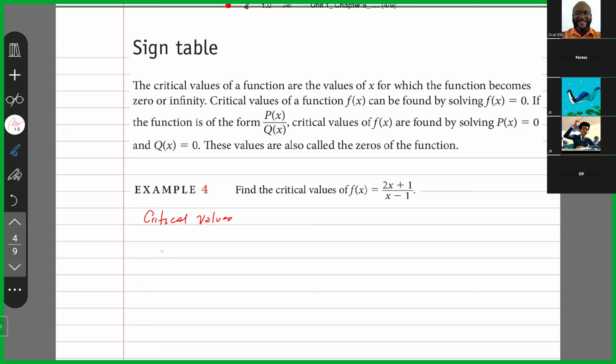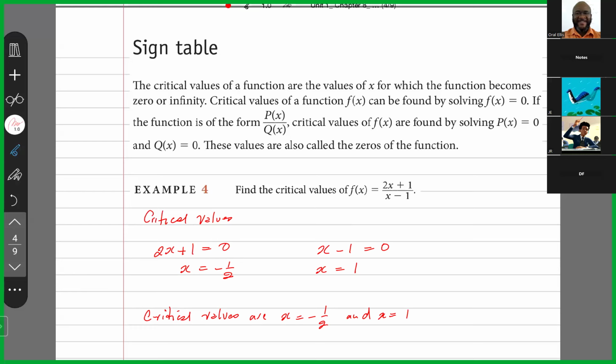So we're going to put the numerator, which is 2x plus 1, equal to 0. So x would be equal to minus a half. That would be our critical value. We're going to put x minus 1 equal to 0, so x is equal to 1 is a critical value. So the critical values are x is equal to minus a half and x is equal to 1.